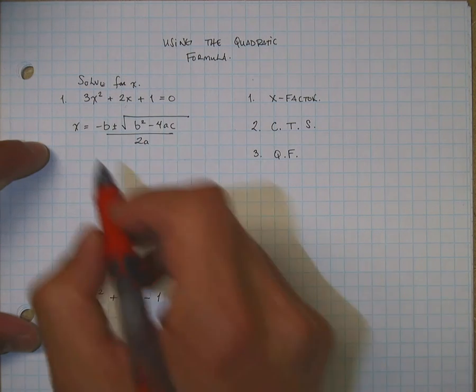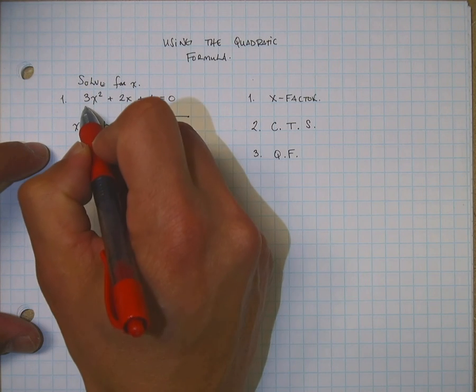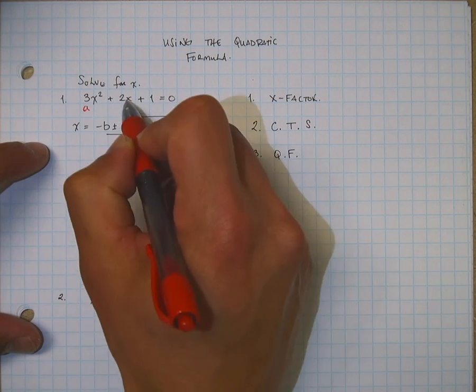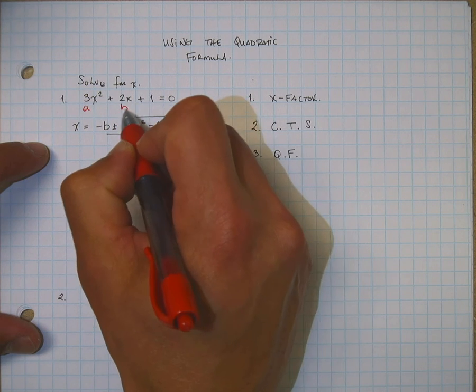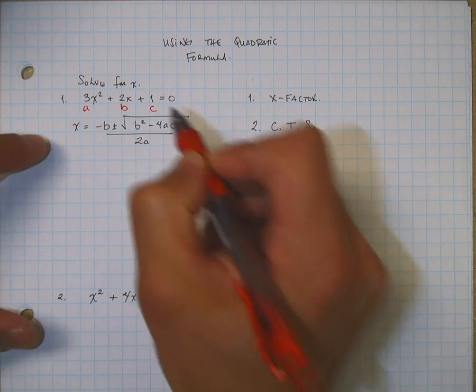What you have to understand is that each of these represents a letter. The coefficient next to the x squared, that's your a. Your coefficient with the x, that's your b. And this guy by itself, that's your c.